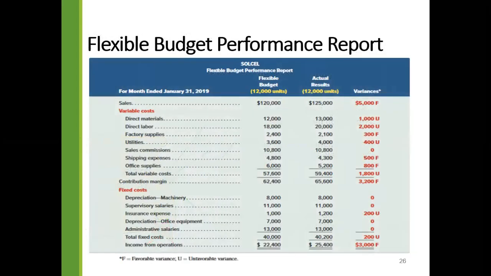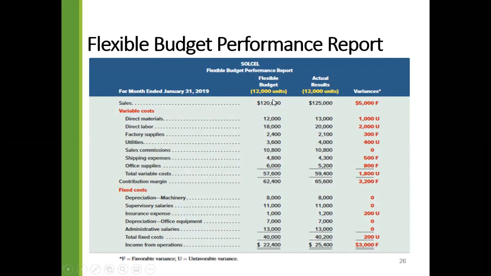And so here we see this flexible budget performance report. In this flexible budget performance report, we're comparing what we budgeted. And so we see here's our budget, 12,000 units. We're comparing what we budgeted to what actually happened. Those are our actual results. And then from there, we can determine whether we are favorable or unfavorable. And that's what you see here on the side, the F's and the U's, right? Favorable or unfavorable.